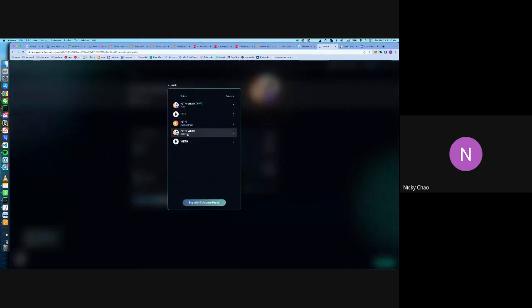Yeah, so you can actually, oh, it's actually a token from Balancer. Oh, I didn't know that. So I guess it's a token from Balancer. Okay.